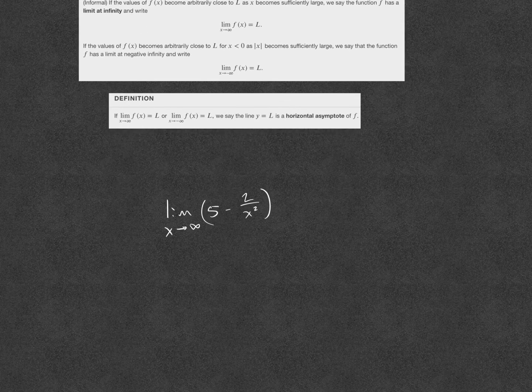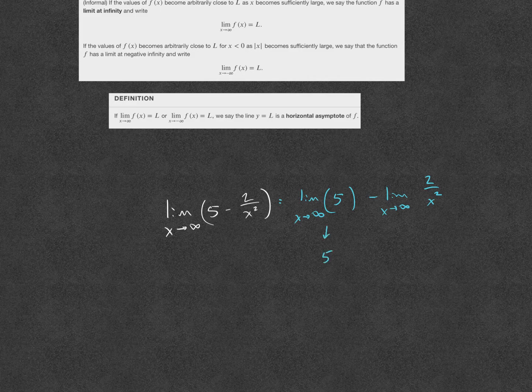So for this function, if we want to take the limit as x approaches infinity of 5 minus 2 over x squared, what we can do first is use our limit laws: the limit as x approaches infinity of 5 minus the limit as x approaches infinity of 2 over x squared, and break that limit up into two pieces that are easier to work with. The first piece is the limit as x approaches infinity of 5. That line is horizontal, so the y coordinate, the f of x, is always 5. So that part of this limit is just 5.